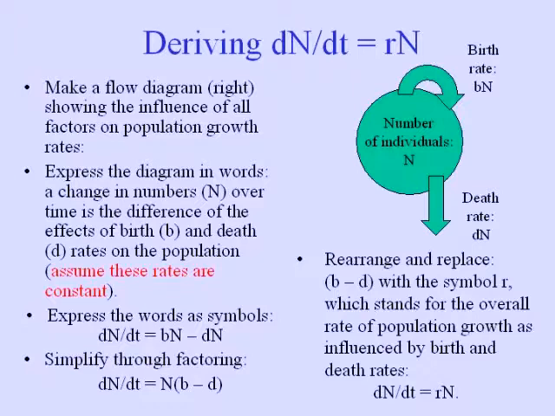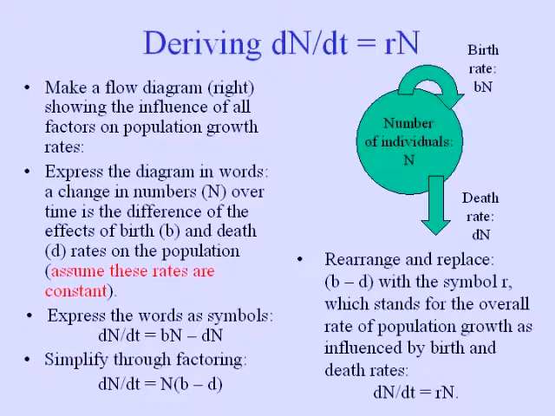Now, the next thing we want to do is take our sentence and turn it into symbolic language, the language of mathematics. And so we can say a change in numbers over time, which again using Leibniz notation we write as dN over dt. Change in numbers of population over time is equal to the birth rates times the population minus the death rates times the population. And then using a little bit of freshman algebra, we can factor out the N and turn it into dN over dt equals N times b minus d.